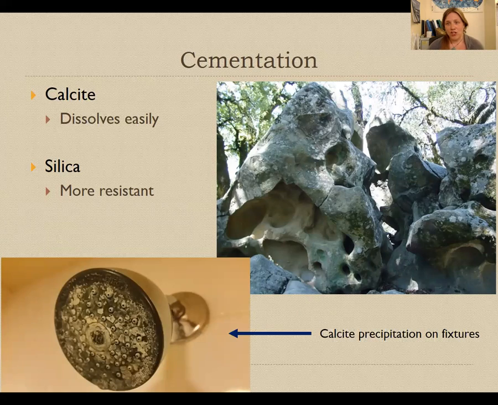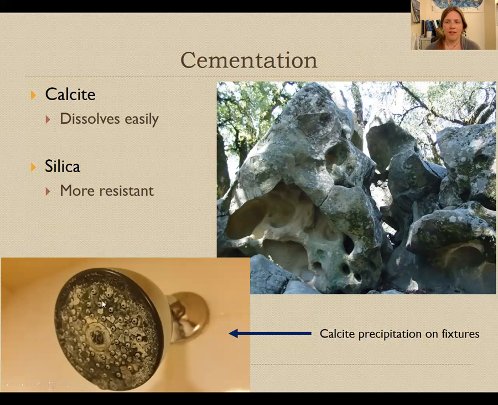And then finally, we mentioned cementing. What are the agents that are cementing? So usually calcite and then silica, which is basically quartz, are the two main things that cement the different clasts or sediments together. Calcite tends to dissolve more easily, and silica is a little bit harder, more resistant to that chemical weathering process that would break down the calcite.